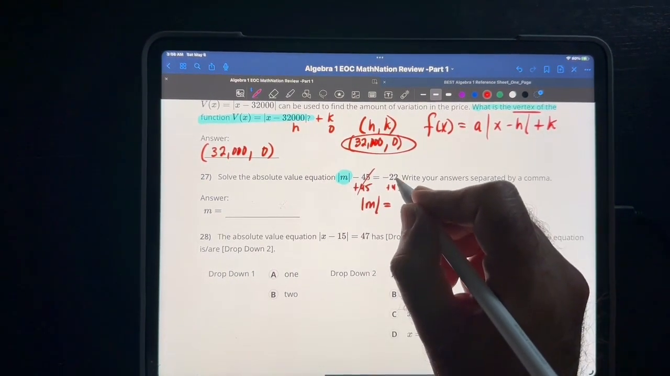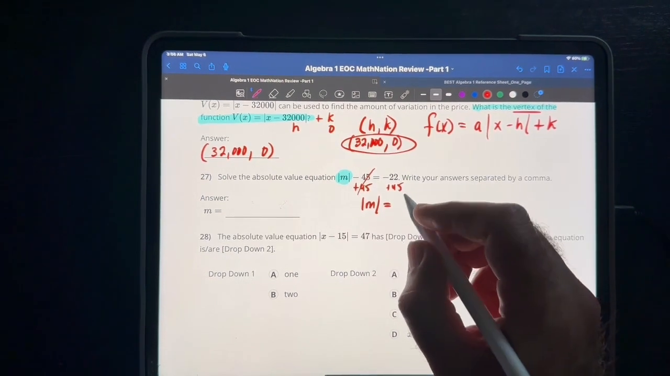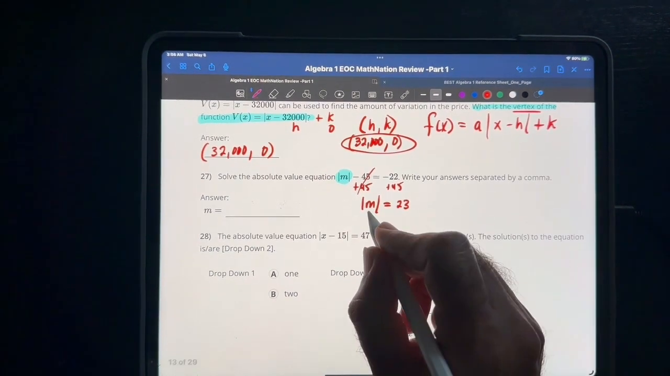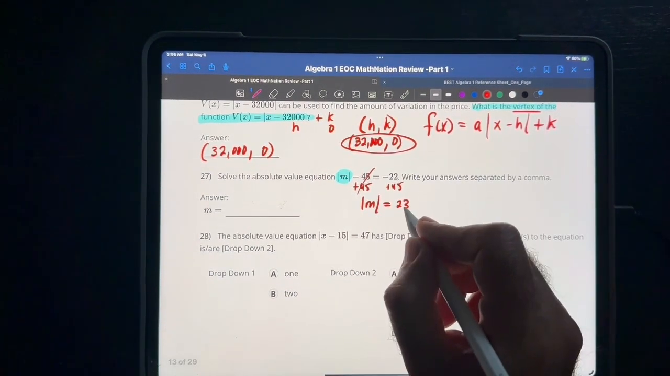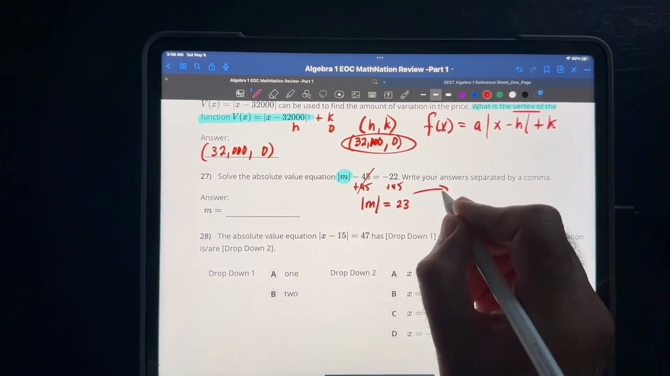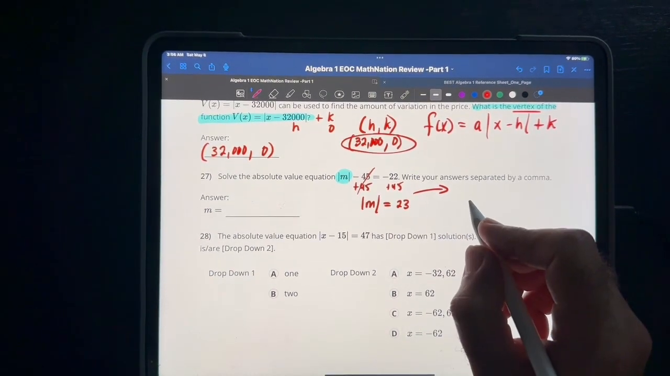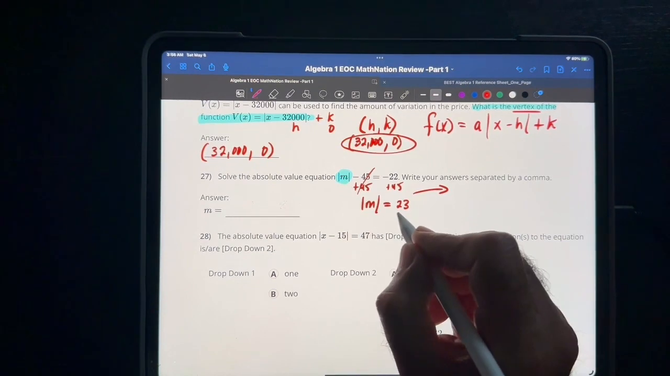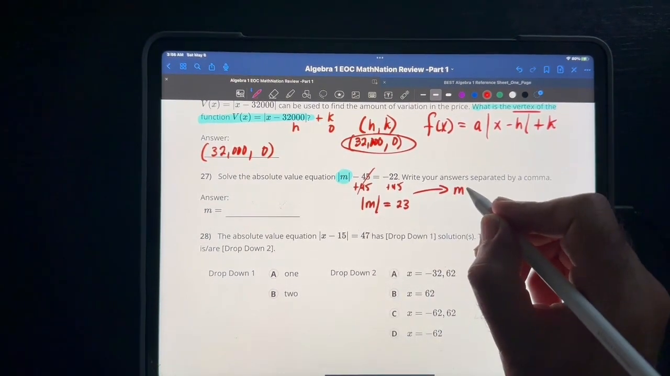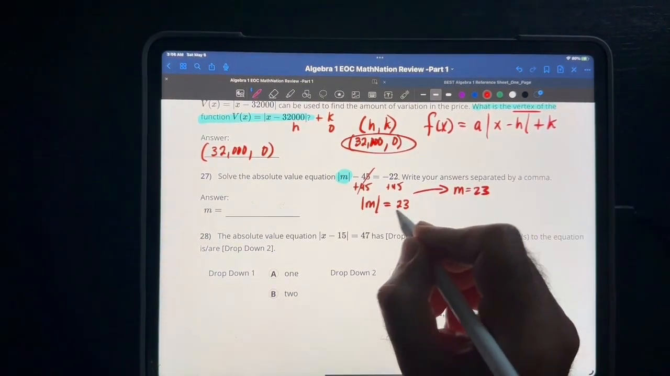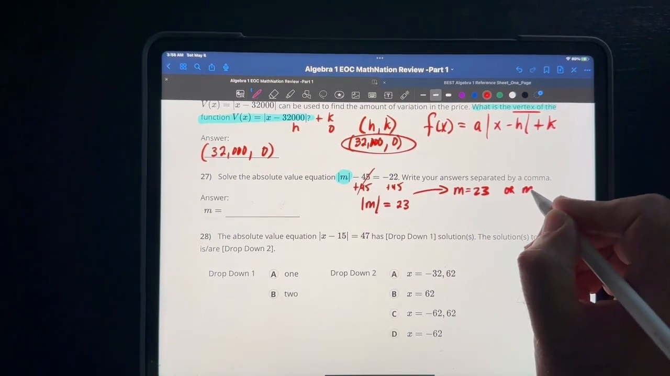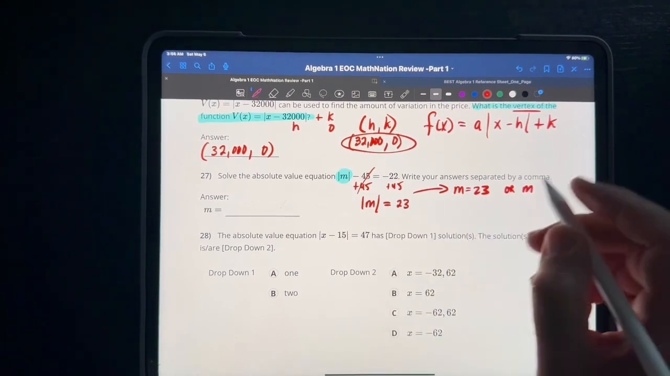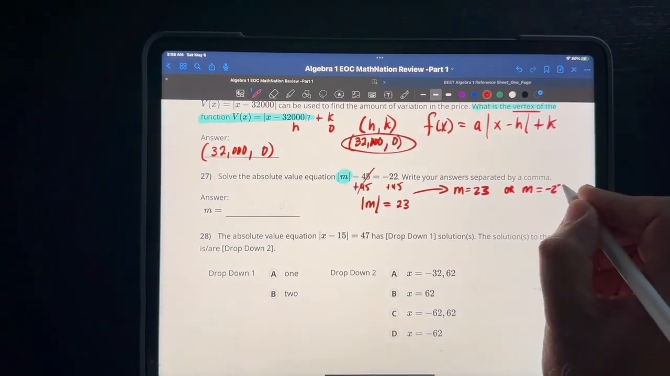And then you're going to have to subtract here. So that will give you what? 23, right? So now the absolute value of m equals 23. Remember, you're going to have two answers for absolute value. You're going to have to split it up. You're going to get two equations from this. You're going to get m equals 23, the same thing you have here, or m equals, and then you always take the opposite sign of this. You flip the sign, negative 23.